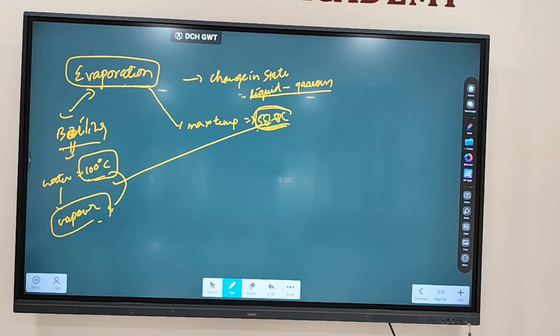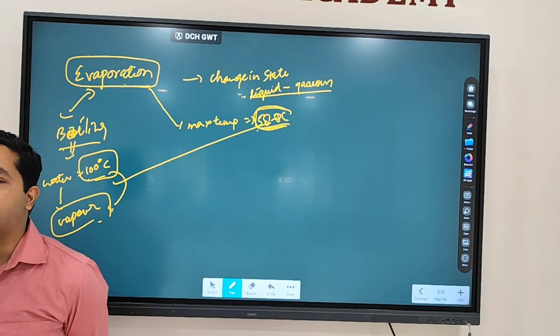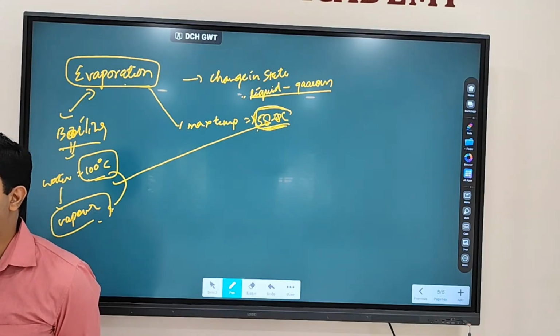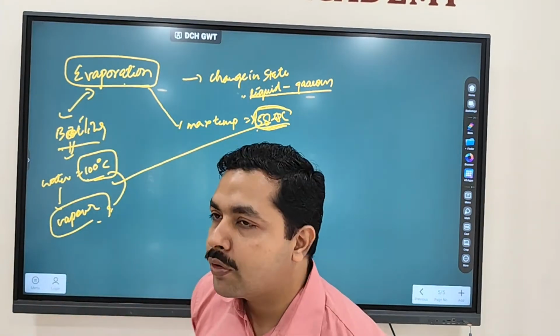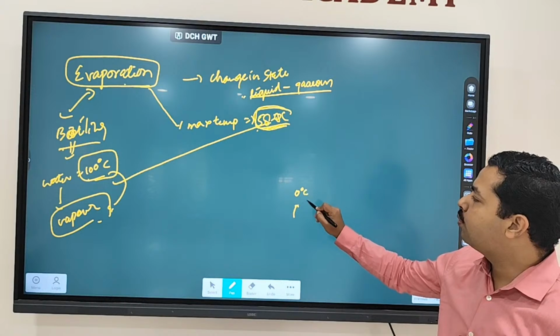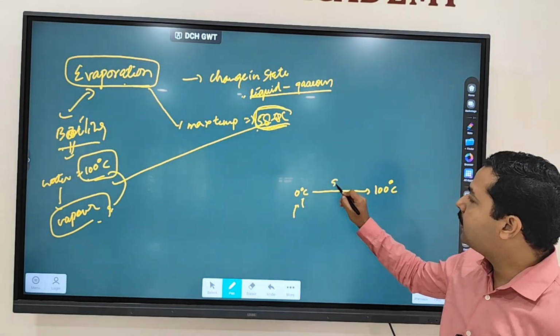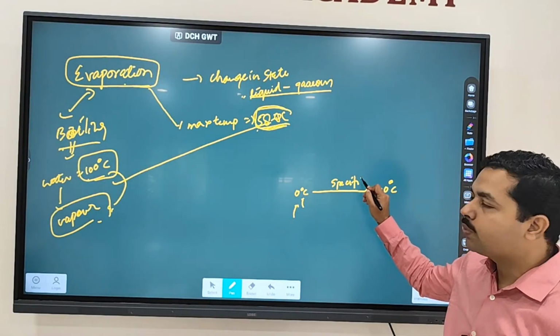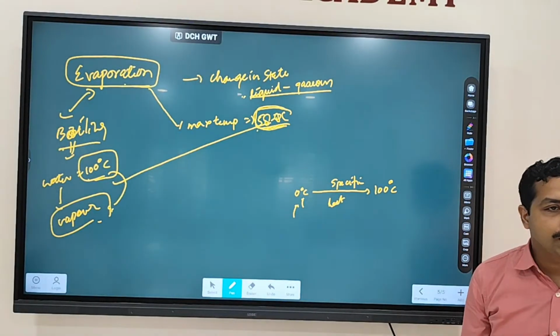We have discussed two concepts now, specific heat and latent heat. What is specific heat? The amount of heat required to raise the temperature of a body by 1 degree Celsius. And what is latent heat? The amount of heat absorbed to change the state. So let's say water is at 0 degrees. Now when you are providing heat, water will heat up to how much? 100 degrees Celsius. So this is going to be which type of heat? Specific heat, which is raising the temperature of water to 100 degrees Celsius.